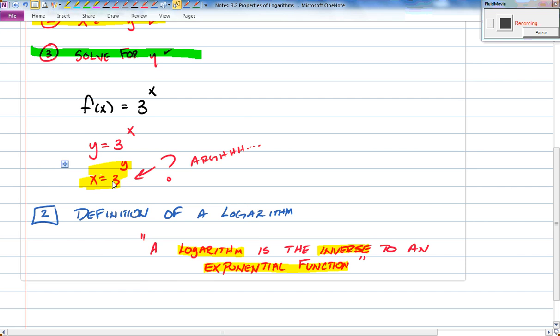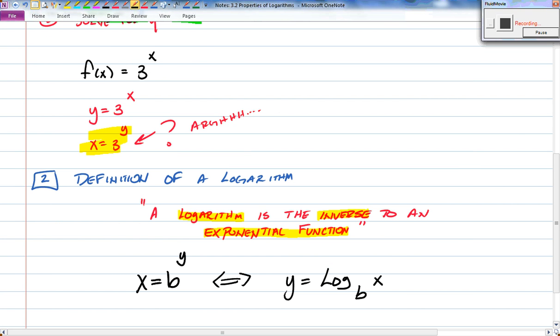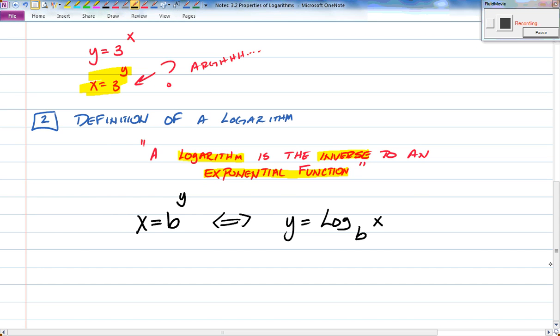Okay, this is the second part of the definition. First, we realize that a logarithm is the inverse to an exponential function. Then we're allowed to say, if x is equal to b to the y, then y is equal to log base b of x. So let me break this down for you a little bit more. The b stands for the base. And notice that the b on the left-hand side is the same b that's in the subscript of the logarithm. The y is the exponent.